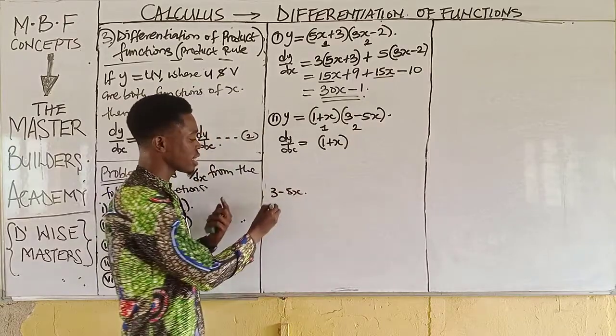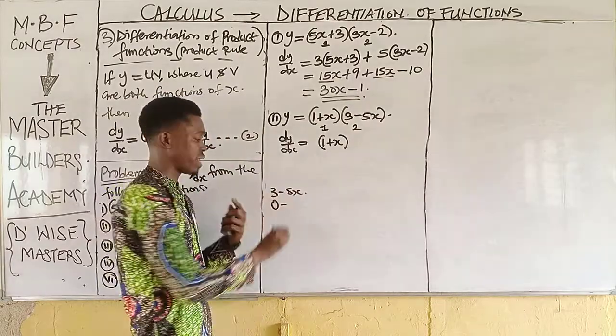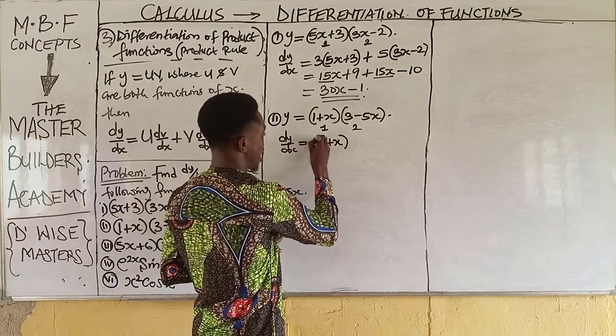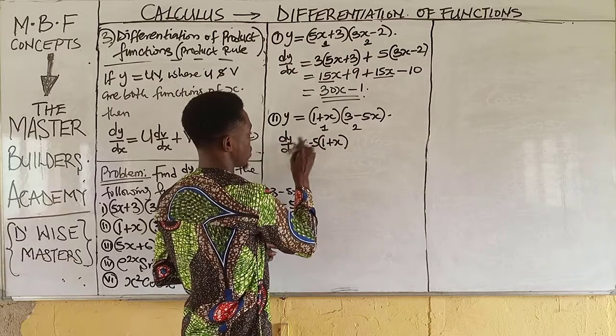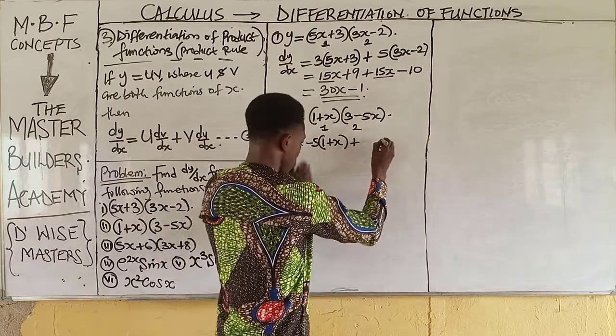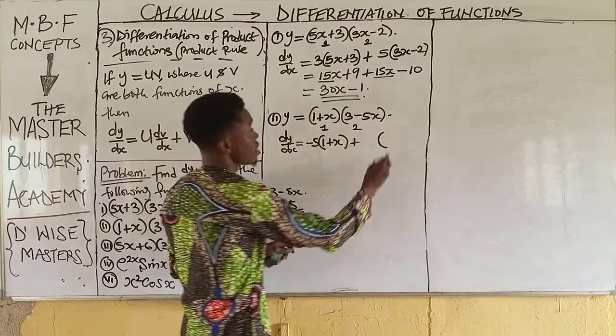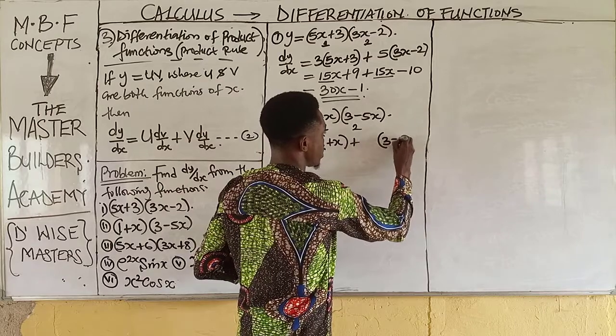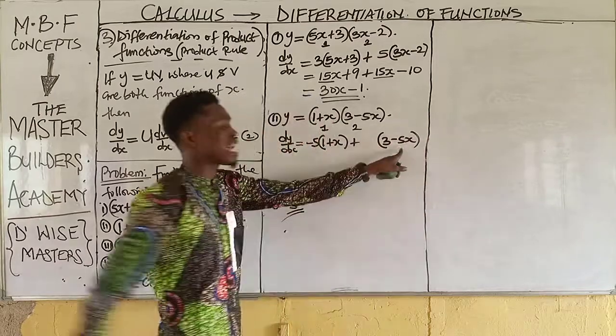Now, if we differentiate 3, we have 0, and if we differentiate minus 5x, we have minus 5. Therefore, we are going to multiply this by minus 5. This is it. Then plus, let's give a space, pull down what? The second bracket, which is now this minus this. So we pull down the second function.